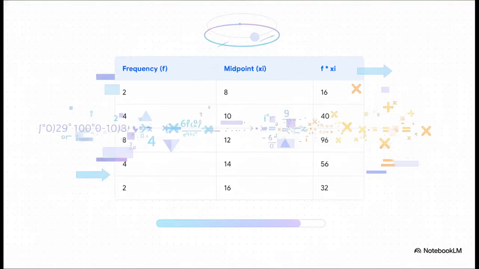Next up, we need to give each of those midpoints the right amount of, well, weight. I mean, the group with 8 students should count for more than the group with 2, right? So we just multiply the frequency, that's the f, by the midpoint, our xi. For that top row, you've got 2 students times a midpoint of 8. That gives us 16. We're just going to do that all the way down the table.